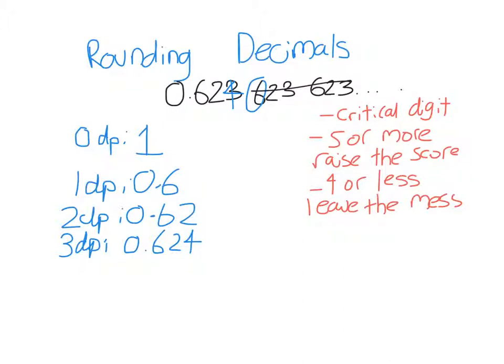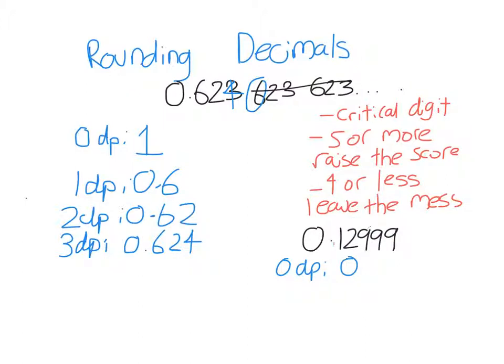So let's look at a slightly harder example. Let's say I had the number 0.12999. So, rounding this to 0 decimal places is easy. First number after the decimal point is 1. 4 or less, leave the mess. So this would just be 0. I just cross all that out.